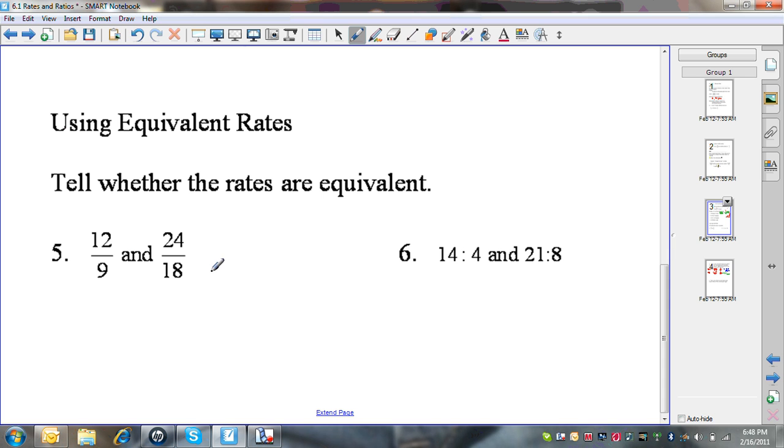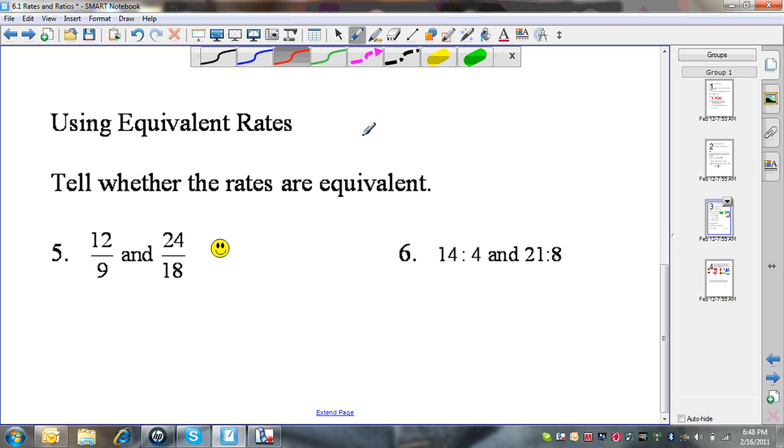So let's look at 12 over 9 and 24 over 18. We can see that if we multiply 9 times 2, we get 18. If we multiply 12 times 2, we get 24. And you betcha, we'll just put a little happy face right by this guy. Yes, they are the same, because you could multiply both the numerator and denominator by 2 and get a fraction that is the same.